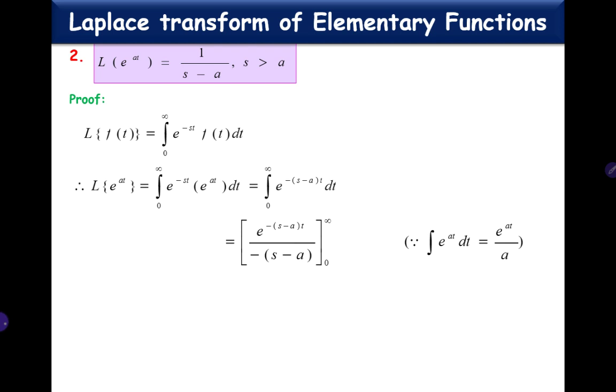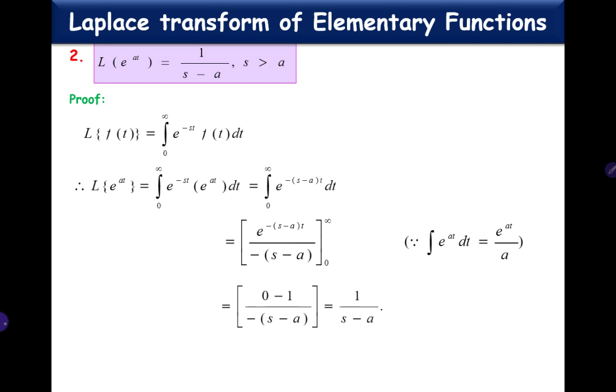And if we substitute limits, the upper limit is infinity. So in place of t, if we substitute infinity, we get e power minus infinity, which is 0, and minus lower limit is t is 0. So if we substitute 0 in place of t, we get e power 0, that is 1, and the denominator is minus of s minus a. So 0 minus 1 by minus of s minus a gives 1 by s minus a.